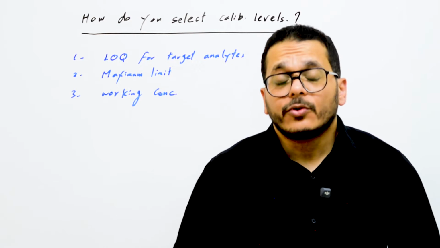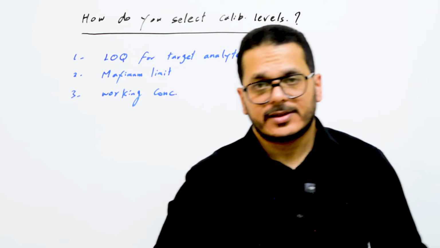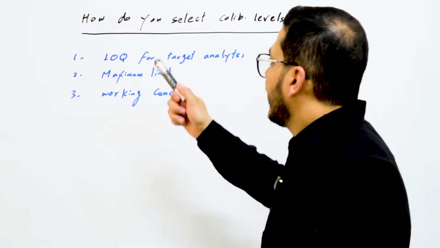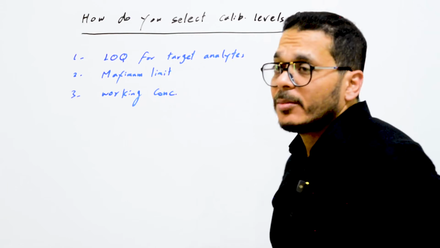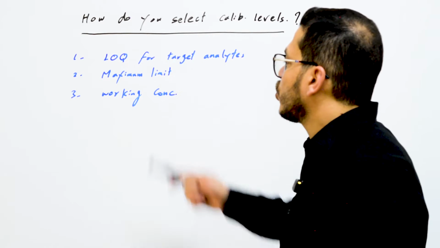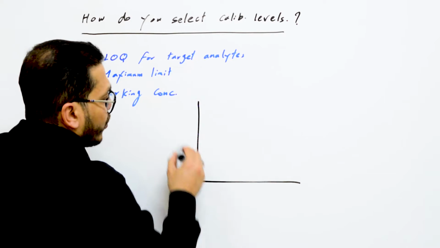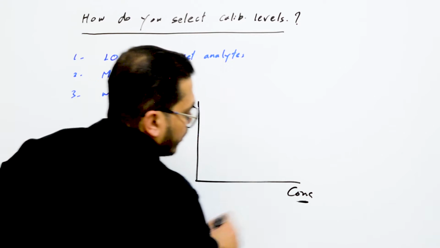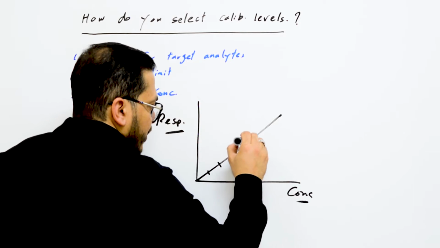You should have some rules to follow to select these calibration levels, whether you analyze one target analyte or many analytes. You select calibration levels based on the limit of quantitation for these target analytes, the maximum limit or maximum residue limit or specification limit for your target analytes, and also the working concentration. In this calibration curve, you have the relation between response, or area under peak, against the concentration. And this is the calibration curve. These are the calibration levels you have.